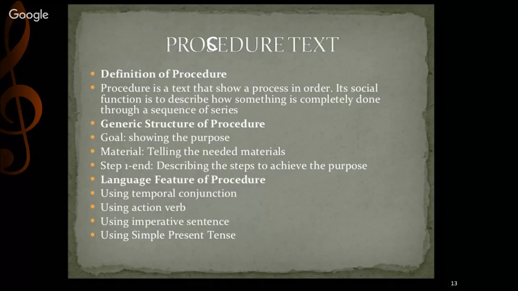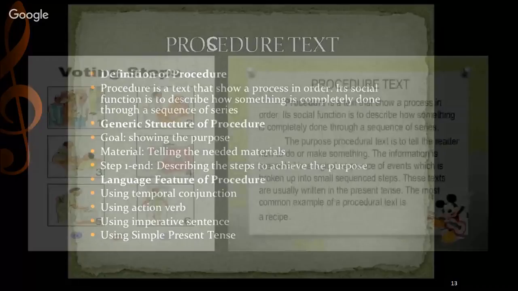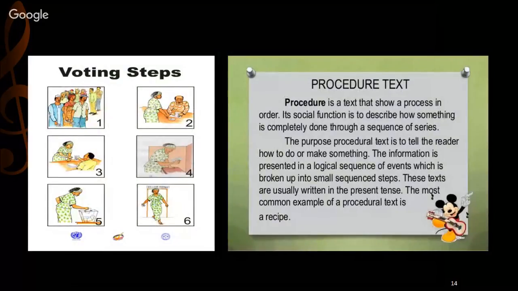Language feature of procedure, using temporal conjunctions, that is time. Using action verbs. Using imperative sentence. Using simple present tense. So these are some of the things, the language part, that we use. Numbering steps 1, 2, 3, 4, 5, 6. So looking at the diagram, you can write the procedure.